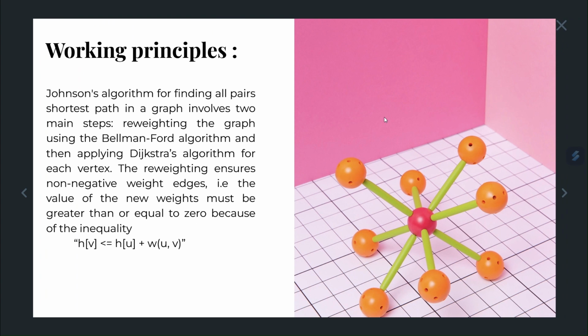Johnson's algorithm for finding all pair shortest path in a graph involves two main steps. First, reweighting the graph using the Bellman-Ford algorithm, and the second step is applying Dijkstra's algorithm for each vertex. The reweighting process, which we perform using the Bellman-Ford algorithm, ensures non-negative weight edges. That is, the value of the new weights must be greater than or equal to 0 because of the inequality: for an edge UV, the potential of V is always less than or equal to the potential of U plus the weight of edge UV.